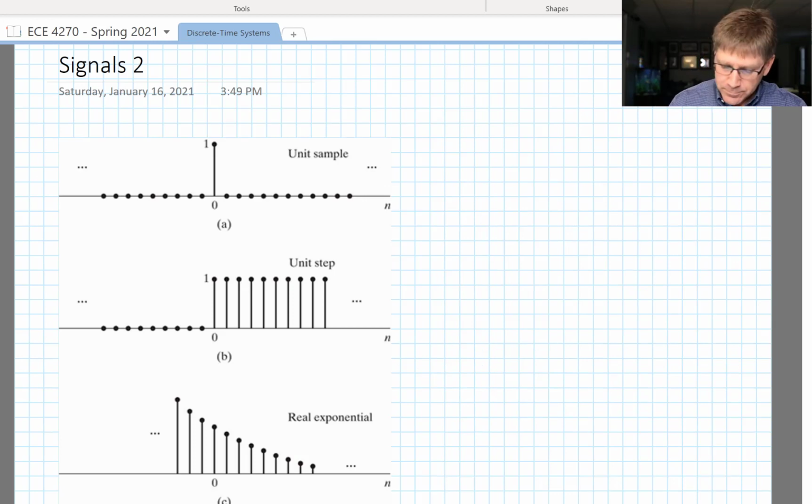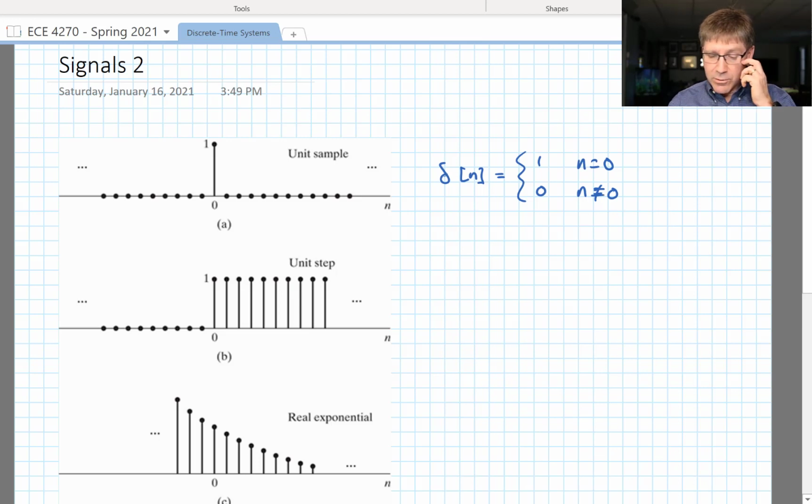So we showed as our first example a sinusoid, and then something that looked like it was exponentially increasing and decreasing and so on. Let's spend just a moment and review some of the common signals that we're likely to use. In fact, we use these quite frequently. The first is our impulse function. It is 1 when n is equal to 0, and it's 0 everywhere else.